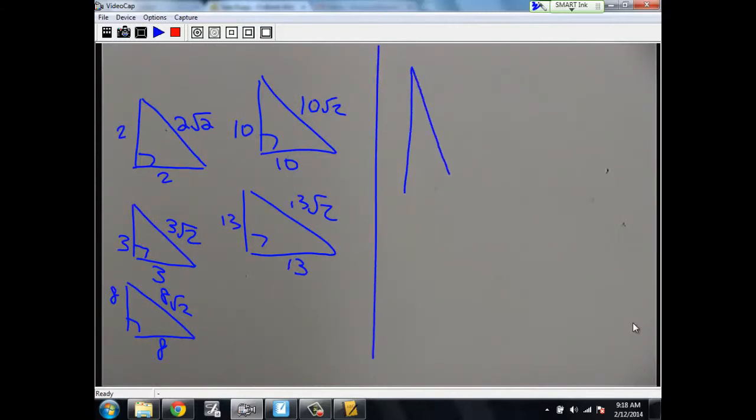What if I give you a 30, 60, 90? That's really not drawn to scale. Let's go 2 here. The hypotenuse is twice as big, which is 4. And if this is my short leg, my long leg is 2 times the square root of 3. And that's what our formula says. If I go like this, and I tell you this is 3, what's this? 6. 3 times 2 is 6.